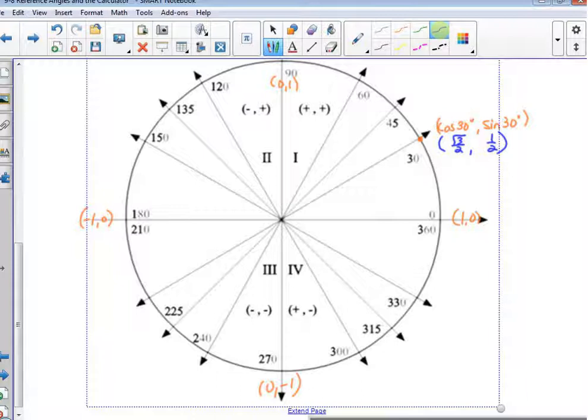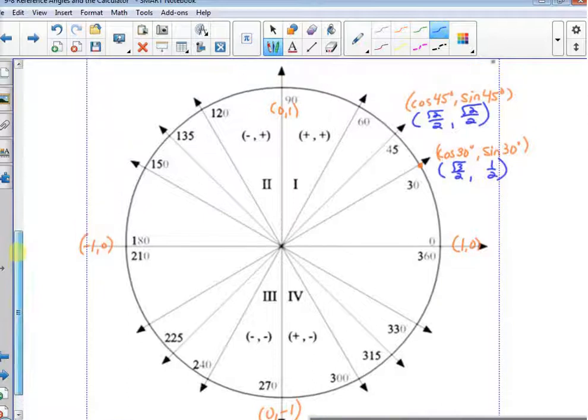Okay? So this can then happen all the way around. So this one would be the cosine of 45, comma, the sine of 45, which is really radical 2 over 2, comma, radical 2 over 2. And then for 60, it's cosine 60, comma, sine 60. So that coordinate right here is really equal to 1/2, comma, radical 3 over 2. So that's from that chart that should be memorized.